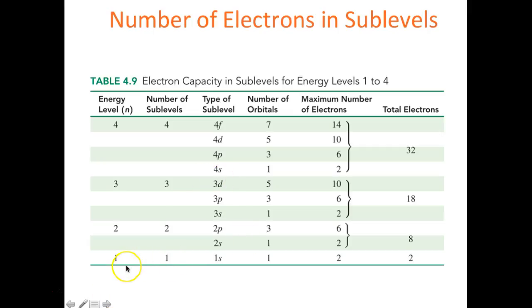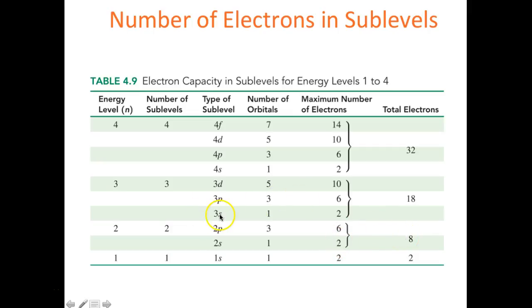So n equals 1 has 1 sublevel, 1s. The number of orbitals is 1, so the number of electrons is 2, total is 2. If you come to energy level 2, it has 2s and 2p: 1 orbital for the 2s, 3 for the p, and 3 times 2 is 6. 6 plus 2 is 8.